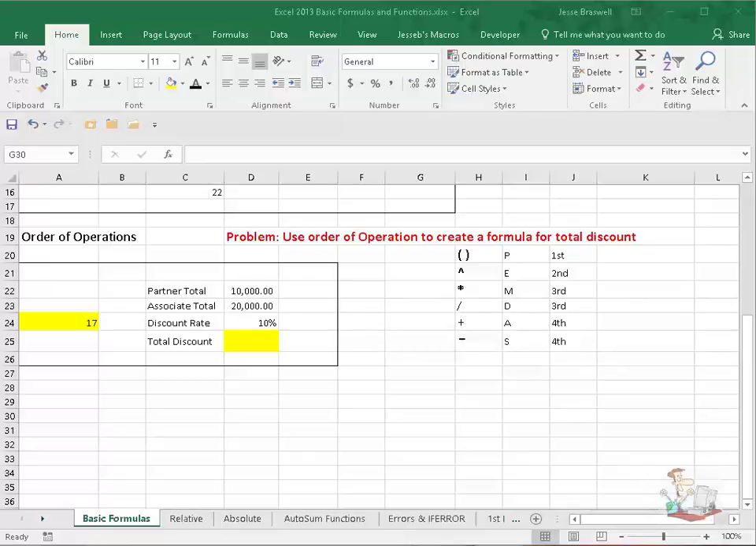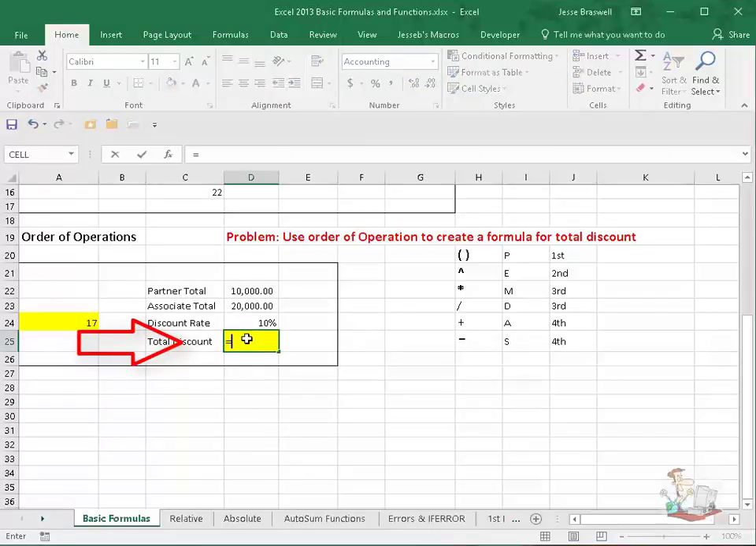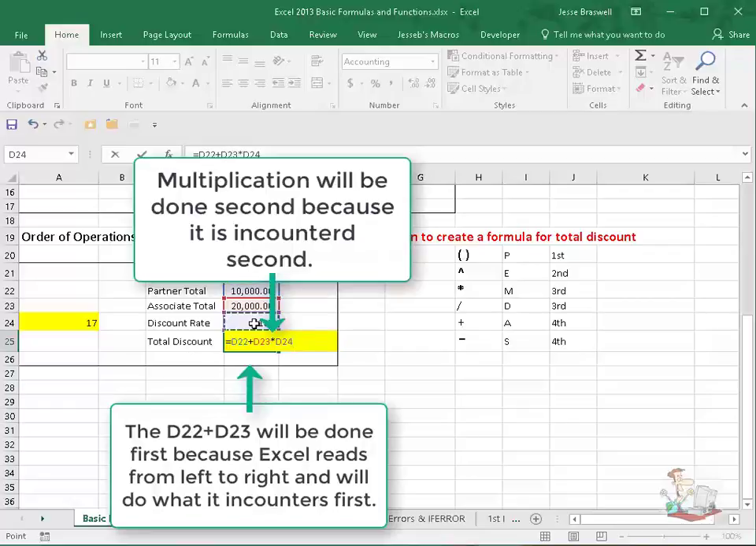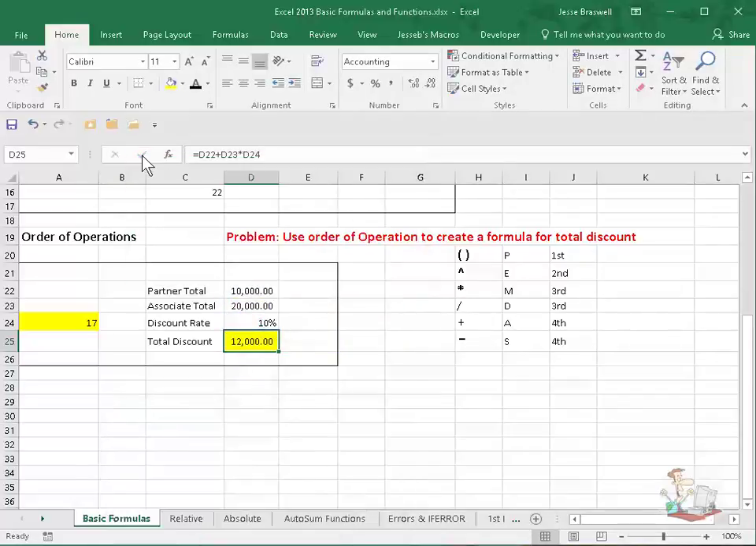So in our case, we need to write a basic formula here, and I'm going to actually do it incorrectly first. We're going to do 10,000 plus 20,000 times 10%. That's a straightforward formula. We click the check mark, and the answer is incorrect.